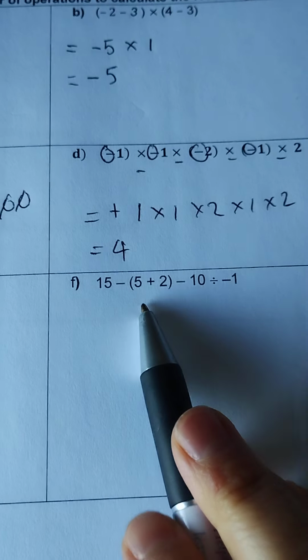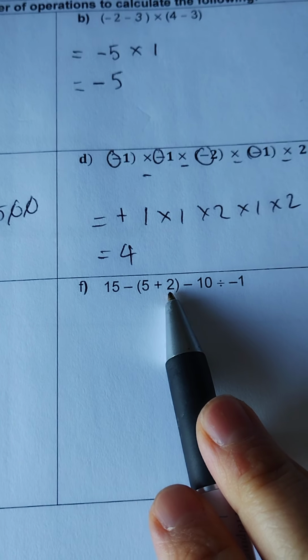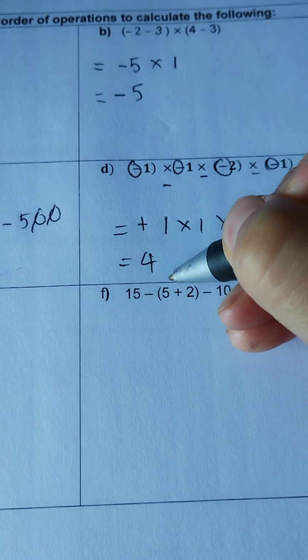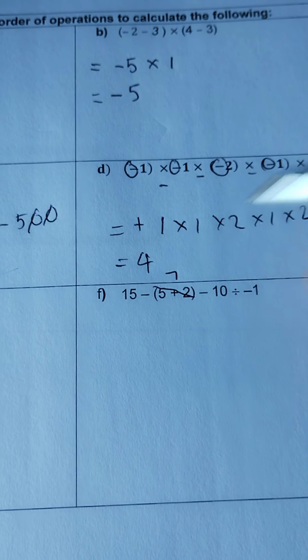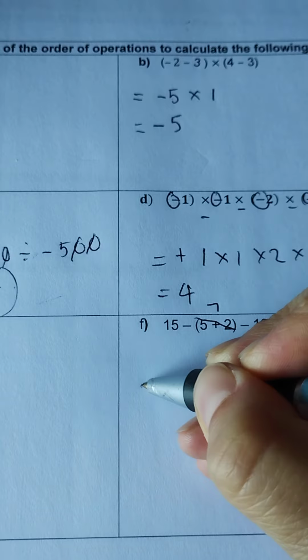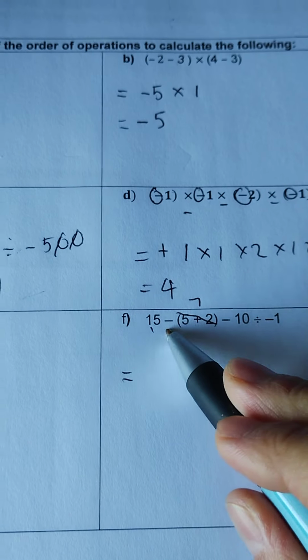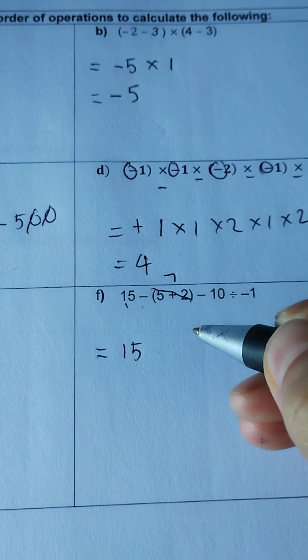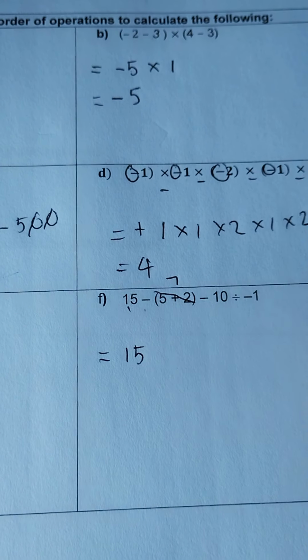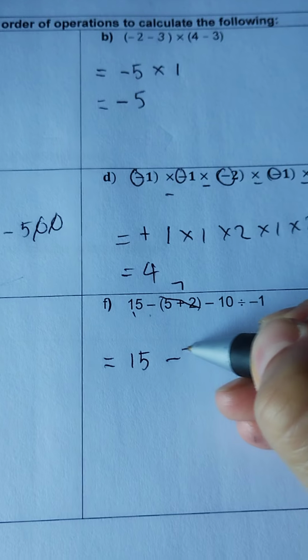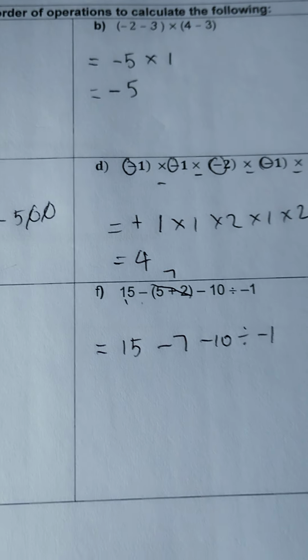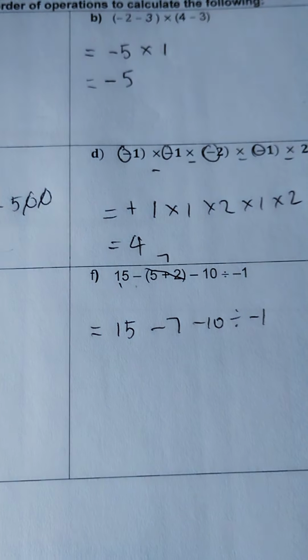Now with F, I've got brackets, and in there there's 5 plus 2. That will be my first step because brackets comes first. 5 plus 2 is 7. If you like to cross it off and write 7, you can. So I'm going to stop there and rewrite what I see. So 15 take away 7. So if you need to work on improving your working out when it comes to this, this is good practice. So 15 take away 7, take away 10, divided by -1. All right, that's all I've done is just taking care of my brackets.